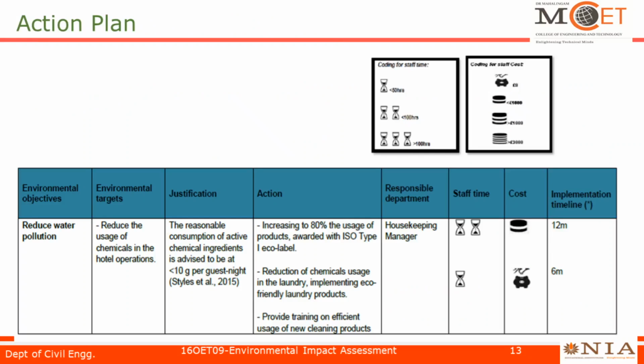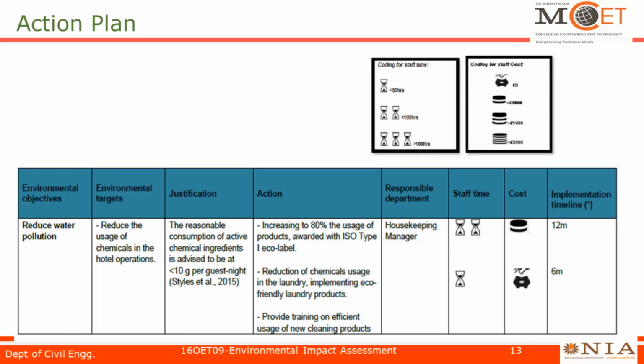Now, what is the action plan? So we have seen what are the problems, what are the causes for that. Now we come to the action plan, right? So what the hotel is going to do, what steps they are going to take to overcome the problems and their causes, right? So first one is reduce the water pollution.